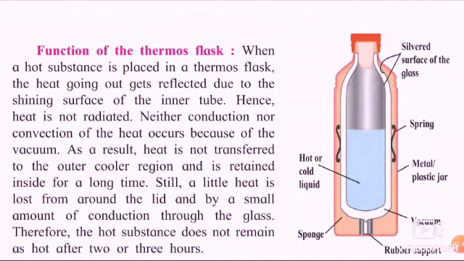The function of the thermos flask: when a hot substance is placed in a thermos flask, the heat going out gets reflected due to the shining surface of the inner tube. Hence heat is not radiated. Neither conduction nor convection of heat occurs because of the vacuum inside. As a result, heat is not transferred to the outer cooler region and is retained inside for a long time. Because of this function, the heat that remains inside will not go out.